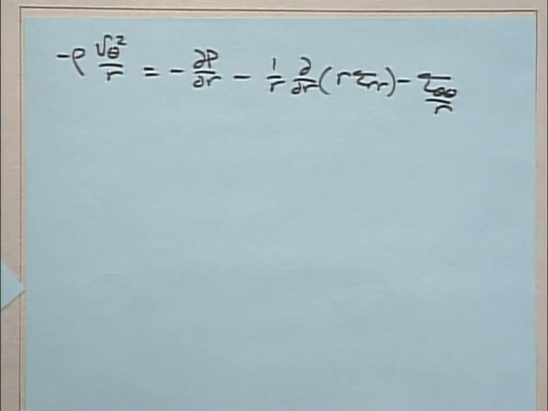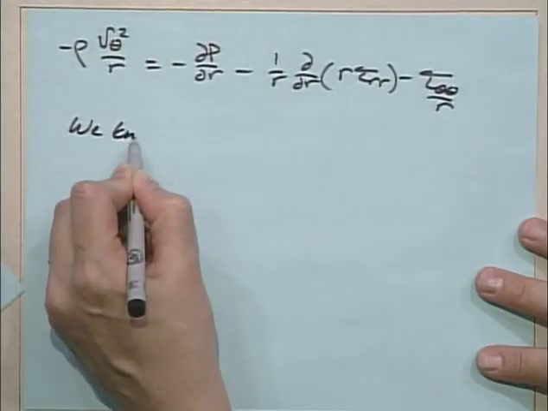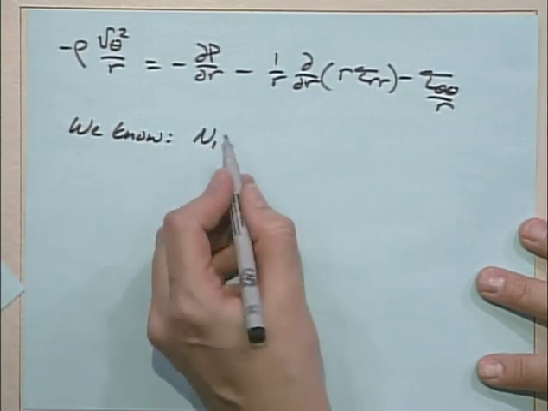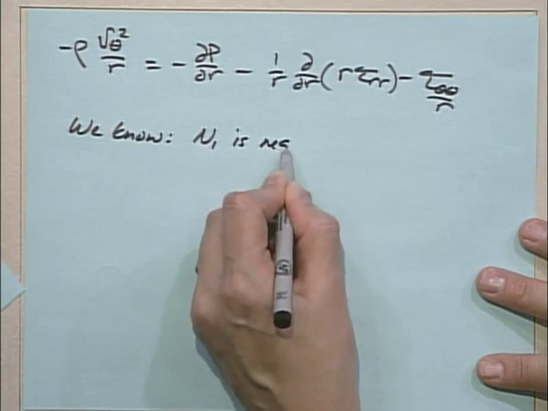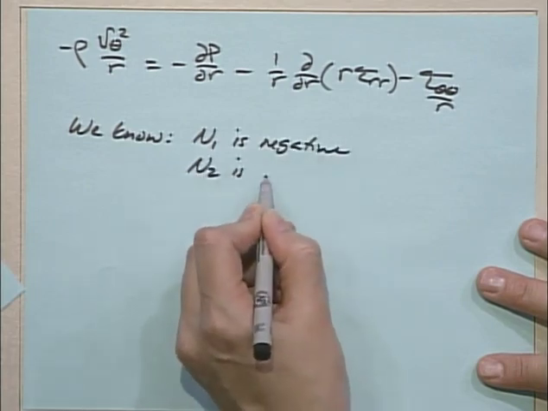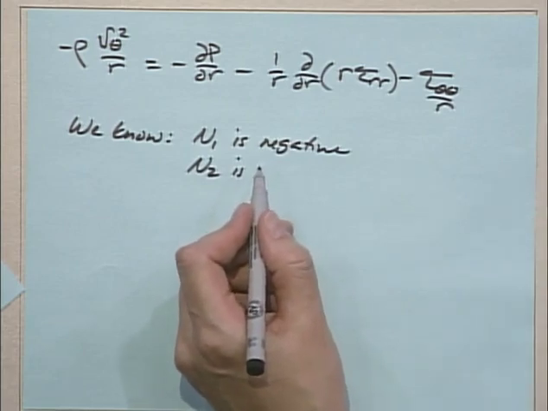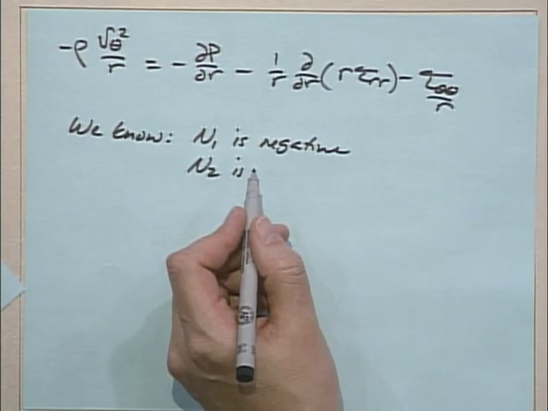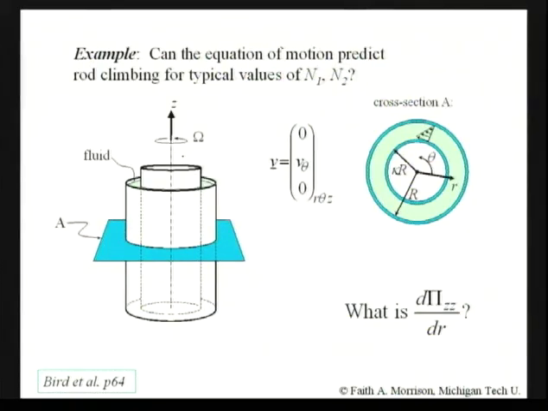All right, and now the only additional information I am going to have about stresses is about this N1 and N2. Okay, we know that N1 is typically negative, and N2 is, have I got that backwards? No, I've got that right. Is positive and small.